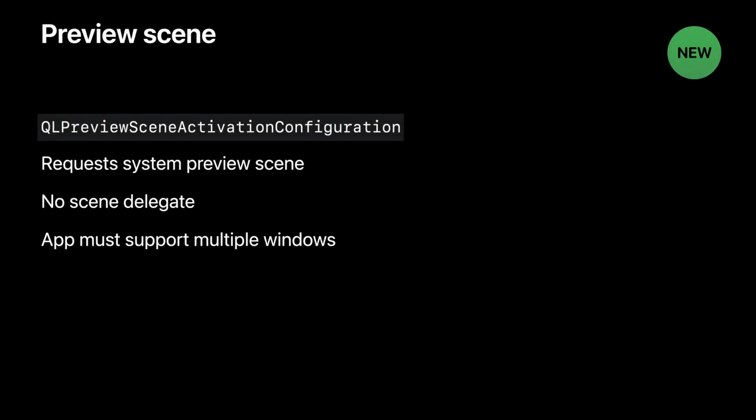Activation configurations allow you to request any of your app's scenes. However, you may simply want to display a file without having to build a scene yourself. iPadOS 15 makes this very easy. There's a special subclass of UIWindowSceneActivationConfiguration called QLPreviewSceneActivationConfiguration. Returning a preview scene configuration requests a system-managed preview scene. There's no scene delegate and no callbacks to worry about, but your app must declare support for multiple windows in the info plist.